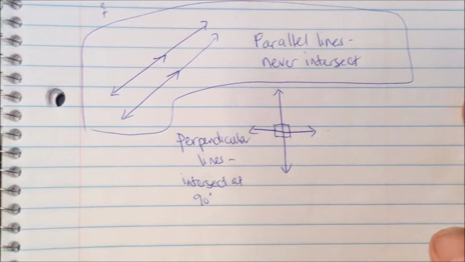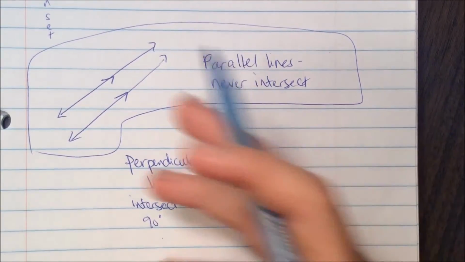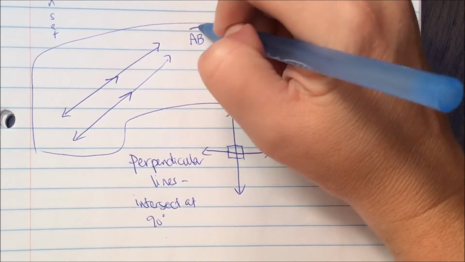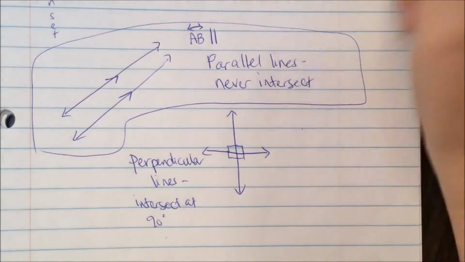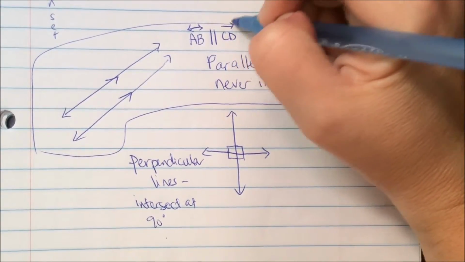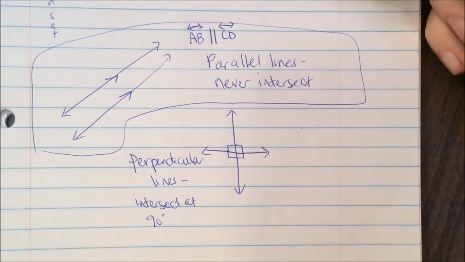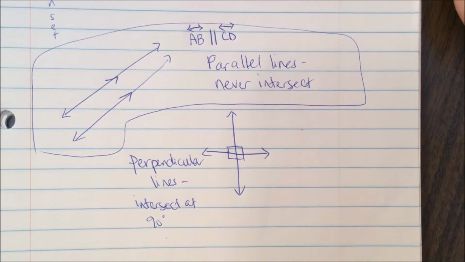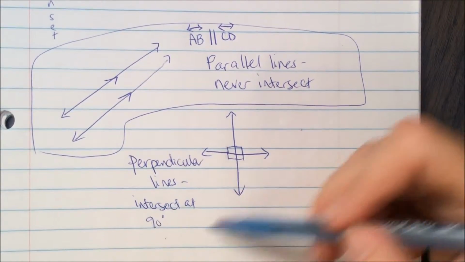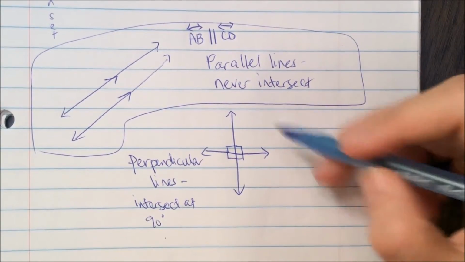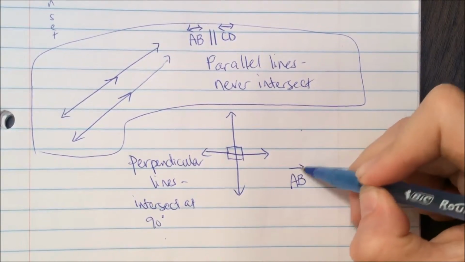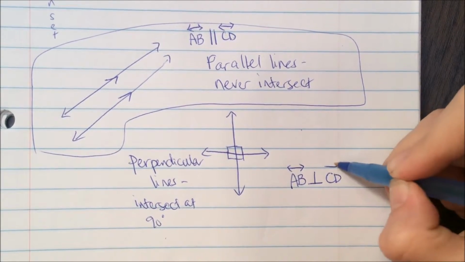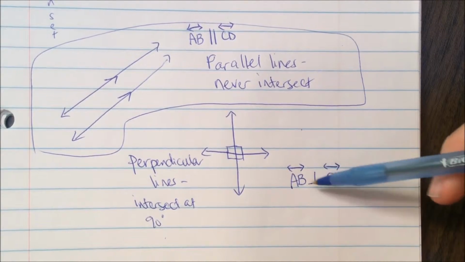So let's write the symbols. Parallel lines have symbols that we write. So let's write line AB is parallel to line CD. Okay, that's how you would write that. This reads line AB is parallel to line CD. So let's write the symbol for perpendicular down here. Line AB is perpendicular to line CD. This is the symbol for perpendicular.